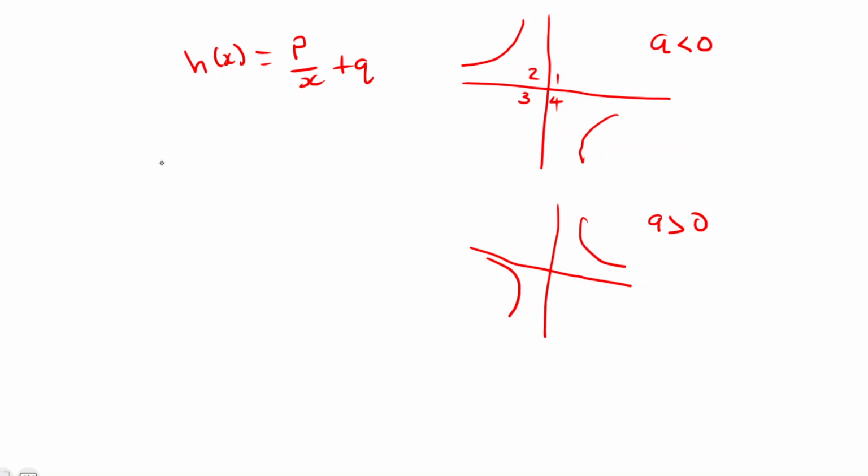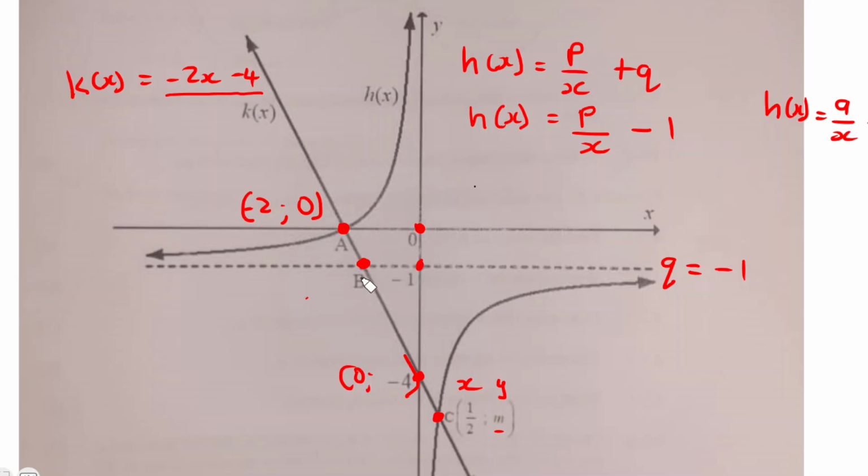So let's find now that point A. What do we know about this point? Let's go back to our graph. Remember, the only point that we know about the hyperbolic graph is point A. We already know that point A is negative 2 and 0. So let's use these known values, the x coordinate and the y coordinate. Then we're going to substitute x and y in our equation to find this value of p. So I'm going to use point A.